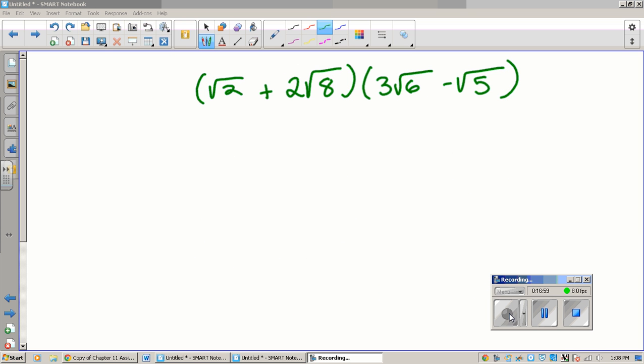Okay, so I've got one more problem here for you. It's radical 2 plus 2 times radical 8 times the expression 3 radical 6 minus radical 5. I want you to go ahead and press pause and try to solve this one on your own.